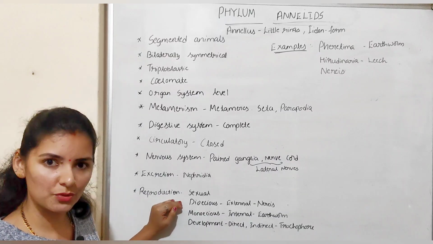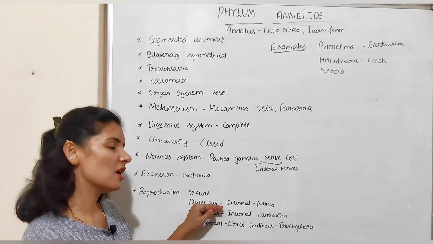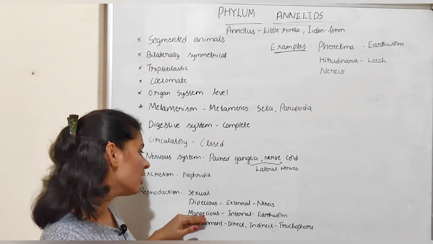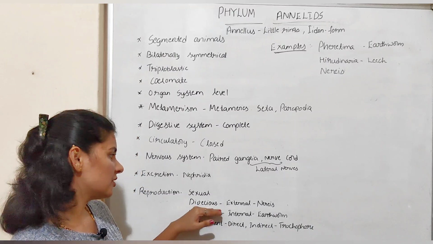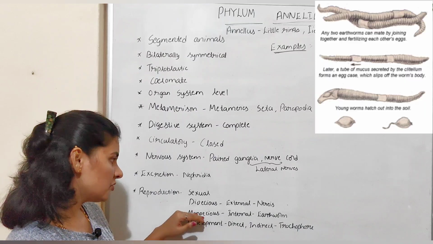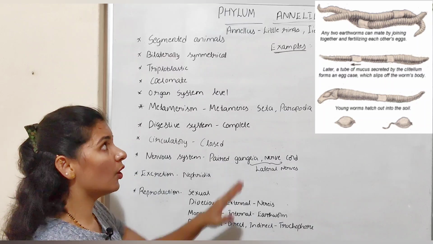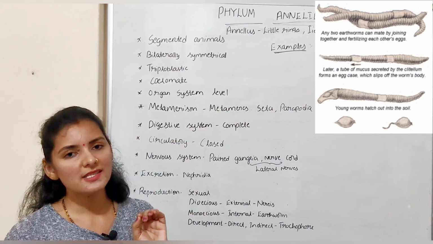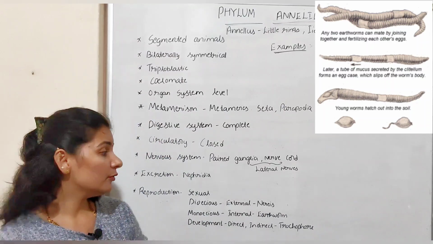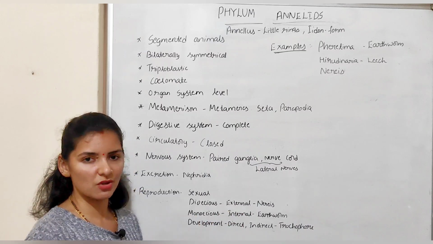Next is the reproductive system. In some species of annelids, the sexes are separate, that is, they are dioecious. Whereas in some other species, the sexes are united, or they are hermaphrodite, or monoecious. An example of dioecious is Nereis, and an example of monoecious form is earthworm. Anyhow, both in monoecious as well as dioecious forms, the type of reproduction is sexual, or annelids reproduce only by sexual means. Sexual means formation of gametes and the fusion of gametes. Fusion of gametes, or fertilization, is external in the dioecious form and internal in the monoecious form.